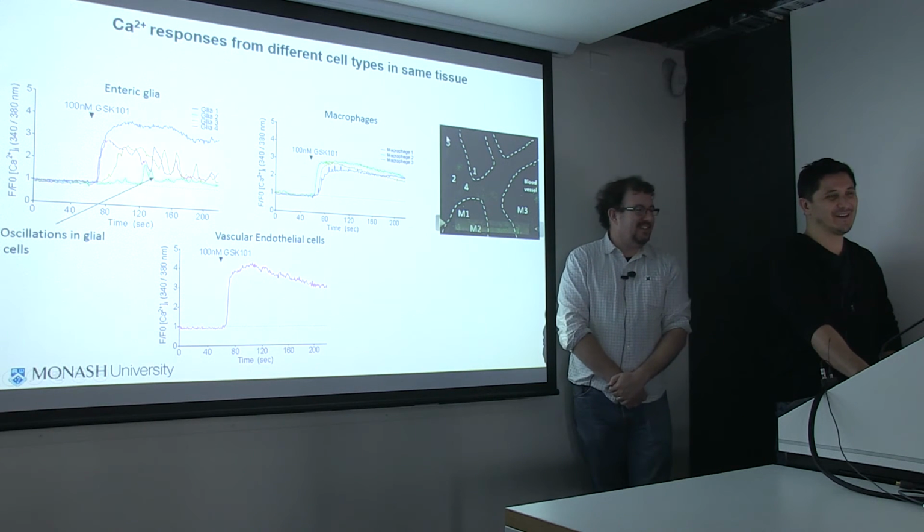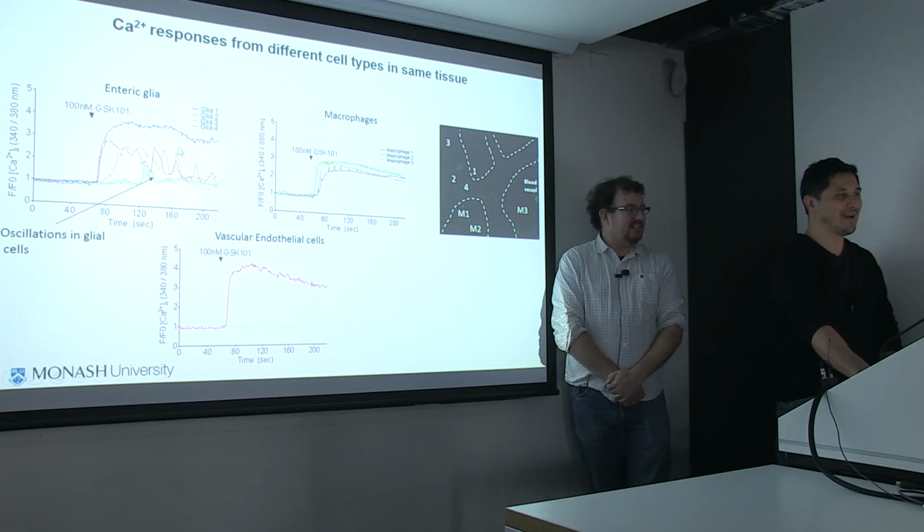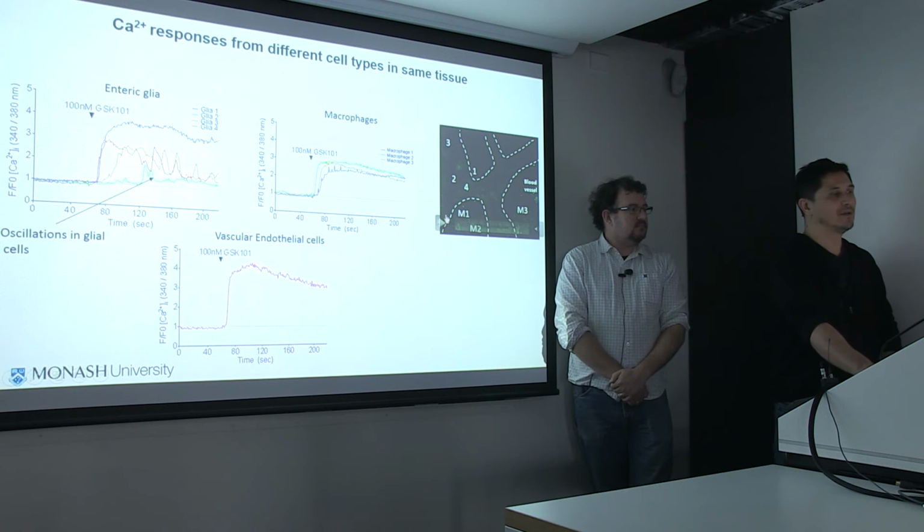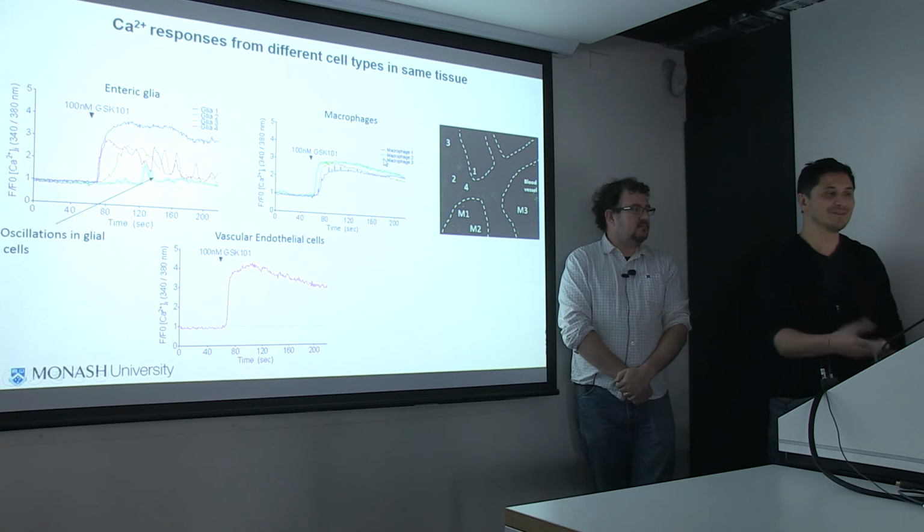Basically, each 1, 2, 3, and 4 are these glial cells. You can imagine they're lighting up, they're responding nicely. We also have a blood vessel that was supposed to light up here, and also M1, M2, and M3 are macrophages. As you can see, the temporal dynamics and also the magnitude of these responses are quite different. So you get rapid responses, slow responses, sustained responses.